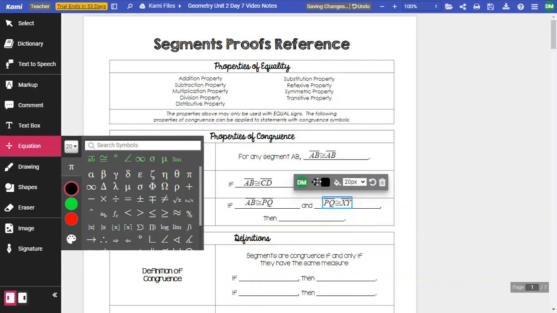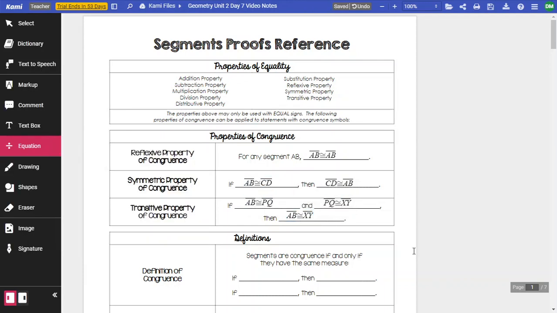So we've got two statements here. We've got AB is congruent to PQ and PQ is congruent to XY. Then what the transitive property of congruence tells us is that segment AB is congruent to segment XY. So just like with equality, we are able to transition here. So we've got this PQ kind of acting as a bridge, and it allows us to transition from AB to XY. So we have the transitive property of congruence.